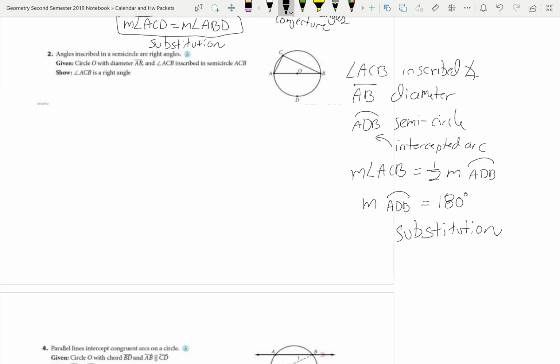I do like to just look at what we are trying to show. Well, angle ACB is a right angle, which means we're trying to show that the measure of that angle equals 90 degrees. So this angle right here is 90. Okay, let's go ahead and write our flowchart proof. So we'll start with what's given.